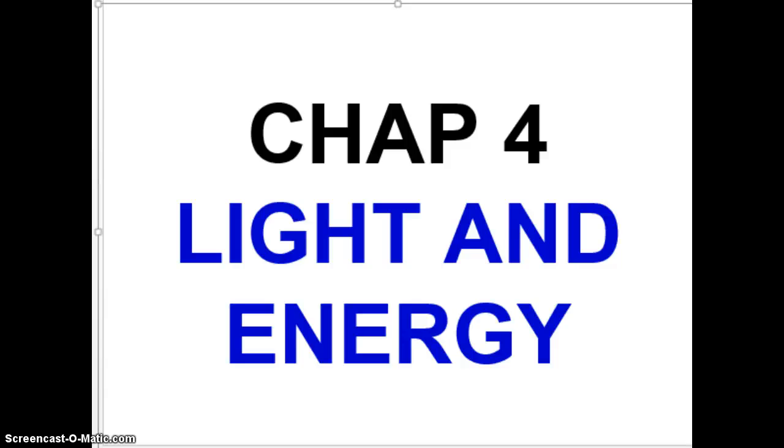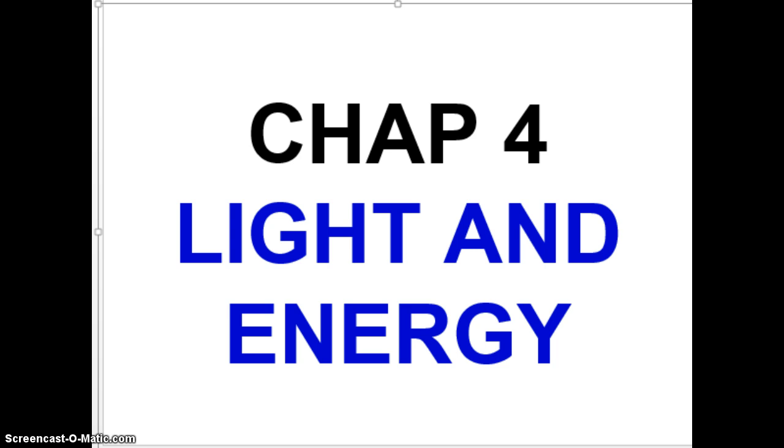Welcome, fellow chemists, to Chapter 4 on light and energy. In this chapter, we're going to be dealing with the electrons and not really so much any protons or neutrons. The protons just tell us what element we have, and the neutrons give that element the mass. That's about it. All the action and the excitement is in the electrons.